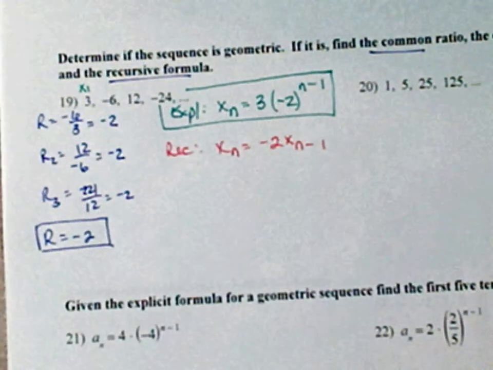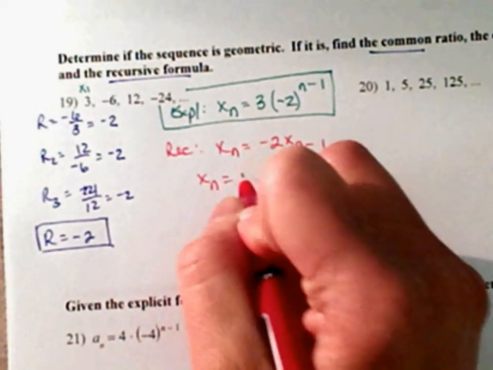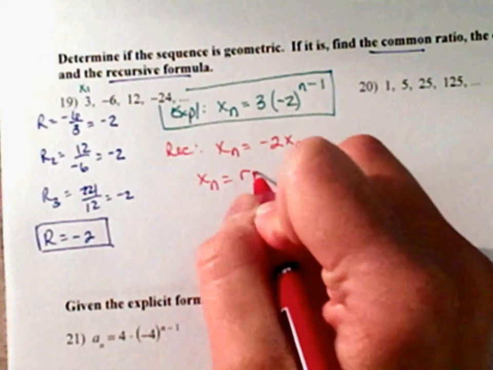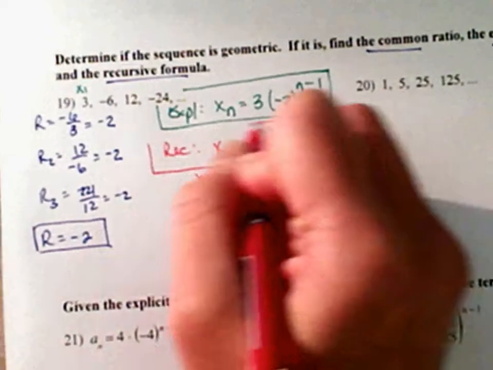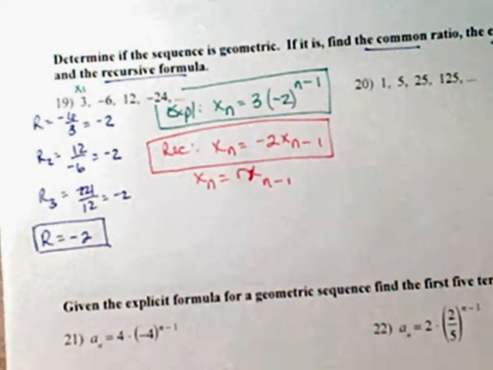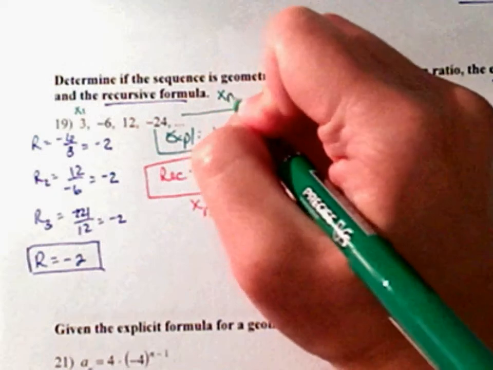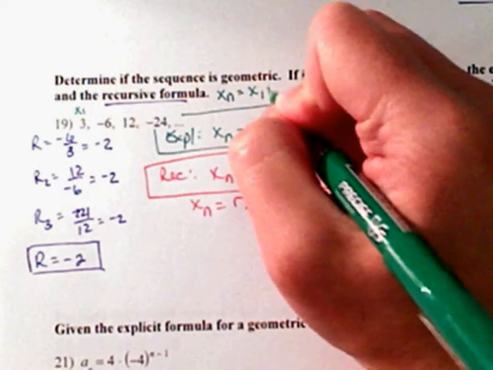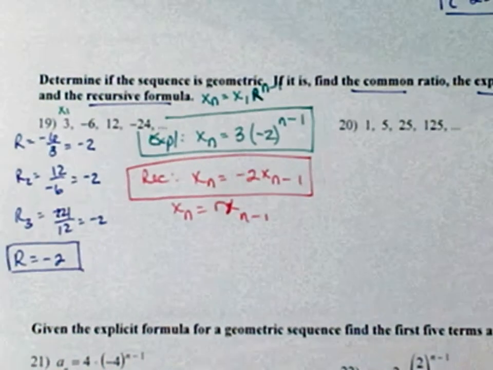Alright, in case you forgot, the formula for the recursive is x of n equals R times your x of n minus 1. Okay, for your explicit, I forgot to give you guys the formula, just in case you forget. It is x of n equals your first term times your R to the n minus 1. There you go. Alright, number 20.